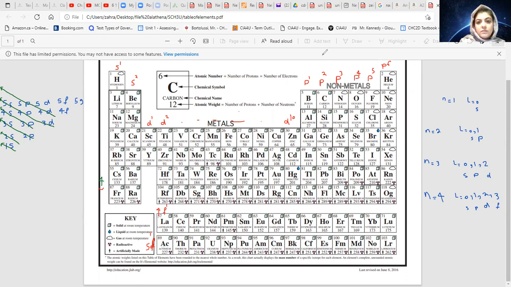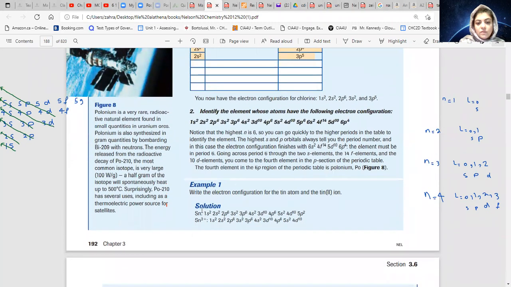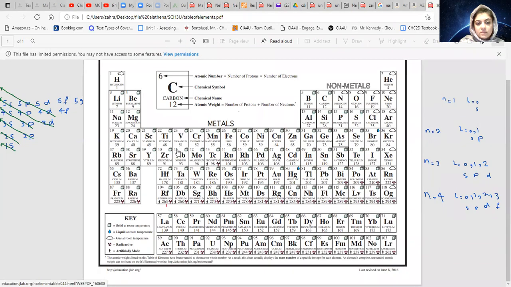Okay, I'm gonna do the eraser. Okay, going back to the textbook, it said do it for Sn. Okay, I'm gonna find Sn here. Sn is here. So we have to say everything until there, right?